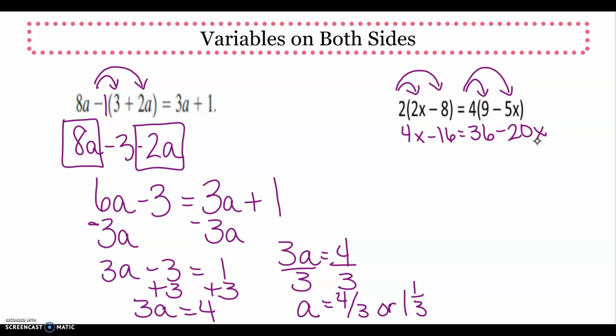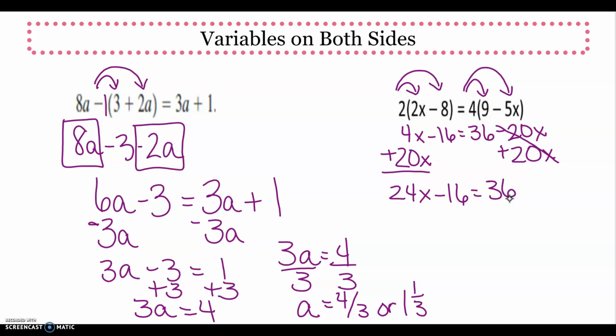Again, we can move 20x. We want to put our variables on the same side. And by adding 20x to both sides, I end with a positive 24x. Those are going to cancel out. So 24x minus 16, I'm just copying everything else down, equals 36.